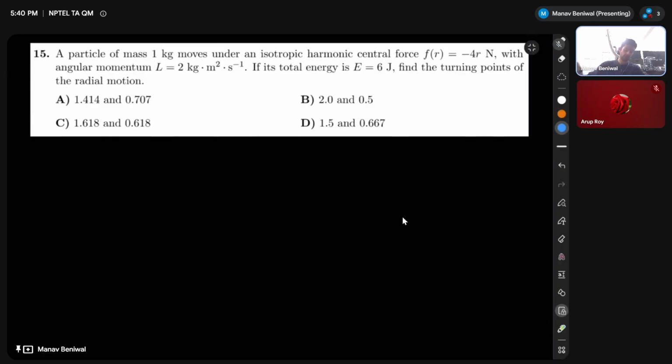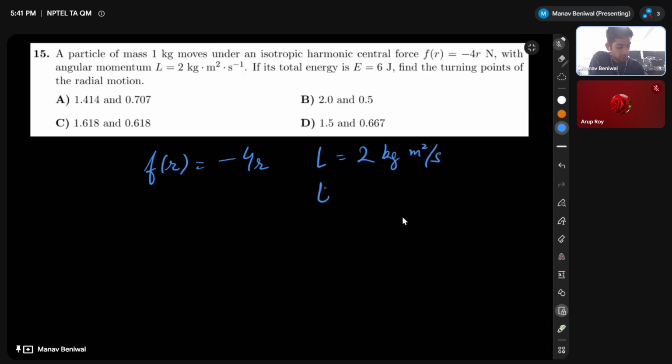Okay, so question 15, which is the last problem for today. Here we have a particle of mass 1 kg, and this moves under an isotropic harmonic central force. We are given that there is a central force F of r, which is nothing but minus 4r. And we are given angular momentum L is 2 kg meter squared per second.